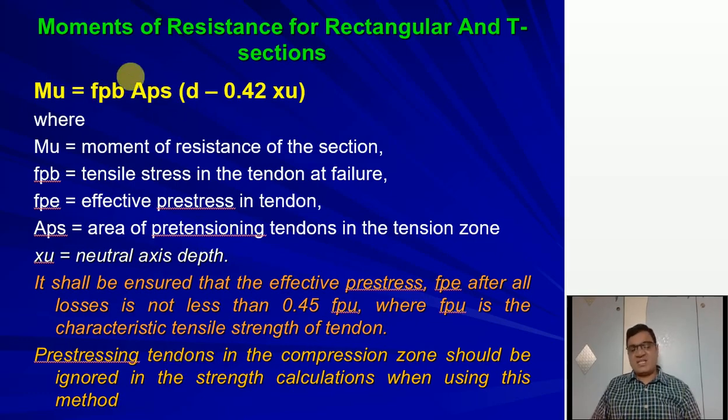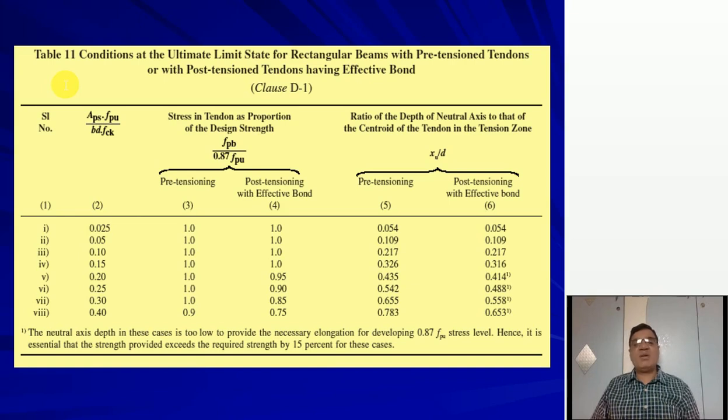Now, how to get these values? For that you have to refer to Table number 11. In Table 11, first you have to determine this value. So what is this value? It is the area of steel, APS, multiplied by FPU, the tensile strength of steel, divided by B D FCK. Here B is the width and D is the depth. For a rectangular section, B is the width of the rectangular section, but in the case of a flanged section, B is the width of the flange, BF.